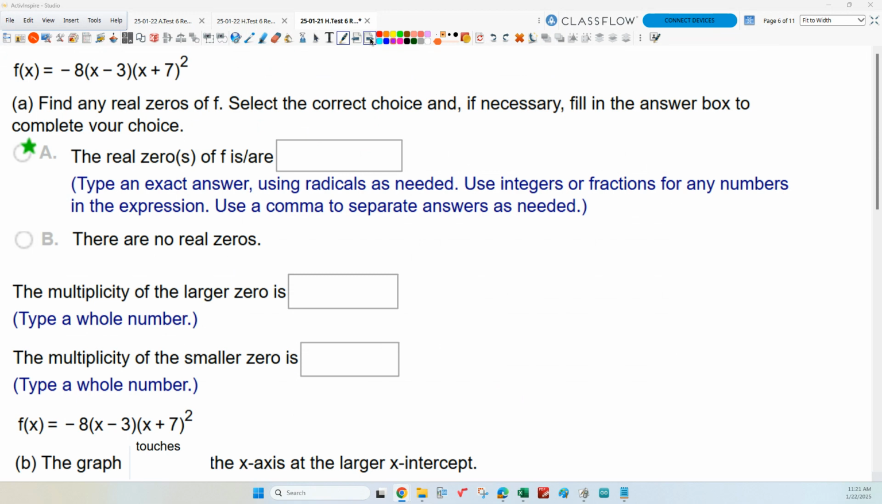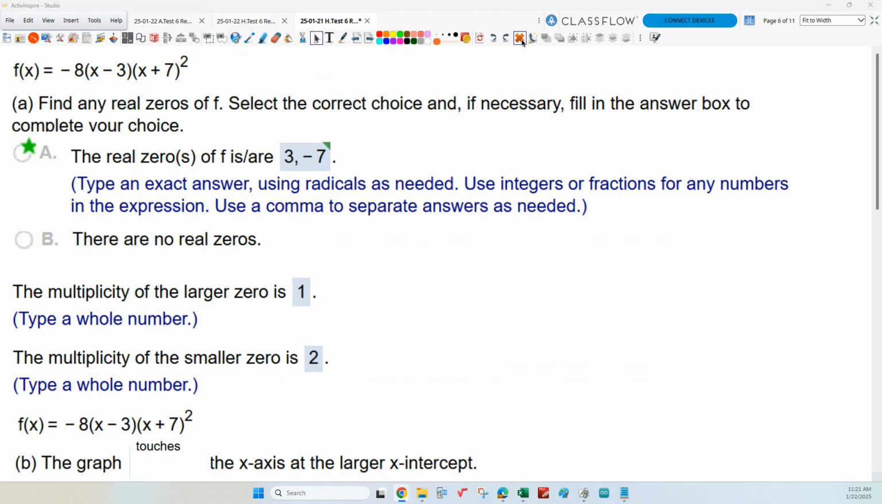Okay, so what about this one? It wants you to find the real zeros. So what are the real zeros of this function? -7 and +3. Good. Okay. So which is the larger of those two? 3. What's the multiplicity at 3? 1. Yeah, because that factor is to the first power. What's the multiplicity of the smaller, which is -7? 2. Okay. Because it's squared.